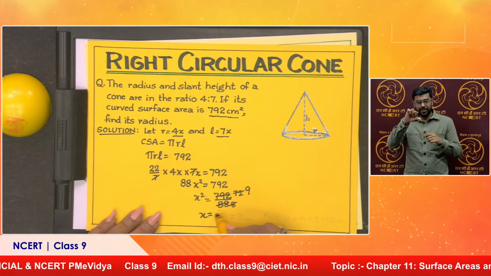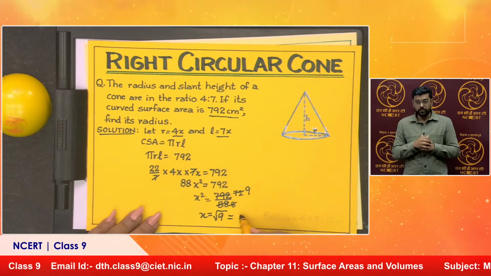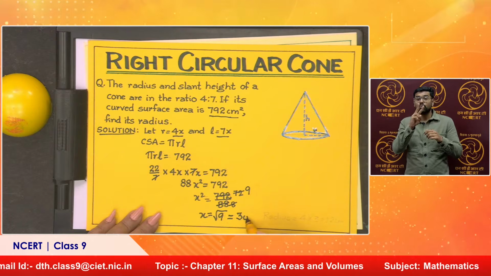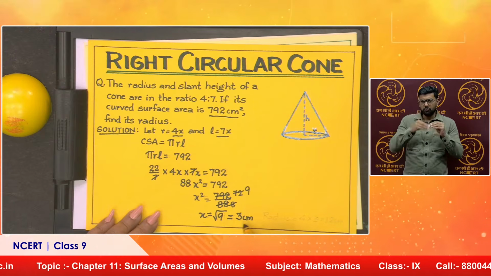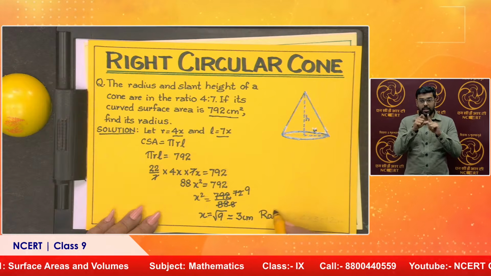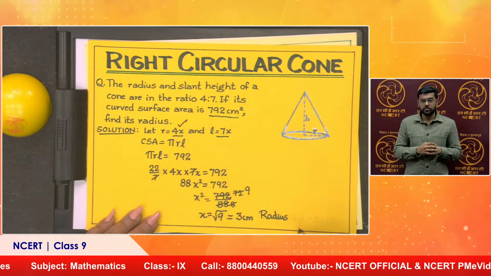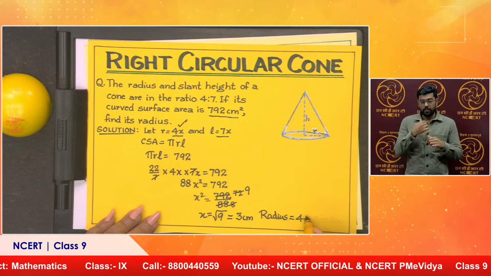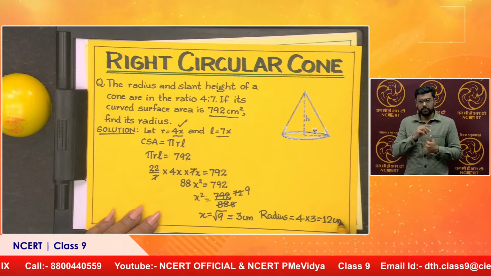That means x has to be the square root of 9, Tanvi? Yes, ma'am. And that means the square root of 9 is 3 centimeters. We will get plus or minus, but we cannot have a negative dimension. So, x is equal to 3, and therefore, the radius will be how much? We have taken the radius as 4x. So, let me multiply 4 into 3. It will give me 12 centimeters.